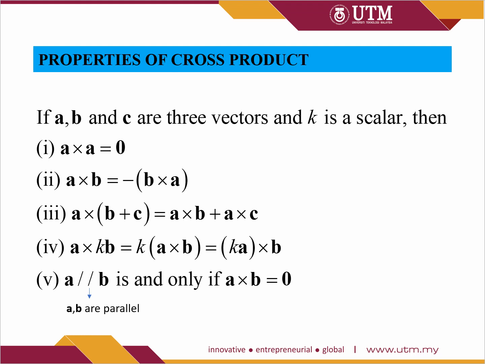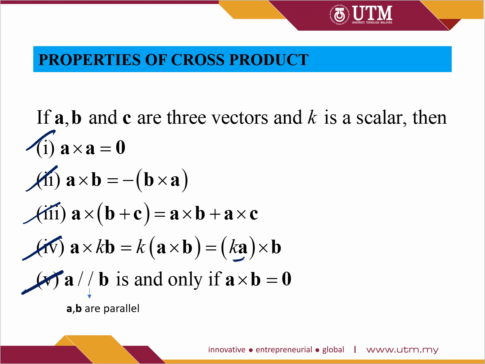If A, B, and C are three vectors and k is a scalar, then A cross A is always equal to 0. A cross B is also equivalent to negative B cross A. A cross (B plus C) can be obtained by A cross B plus A cross C. And the fourth one: if we need to do A cross kB, we can take out k and do the cross product of A and B, or we can multiply the scalar with A first, then do the cross product with B.